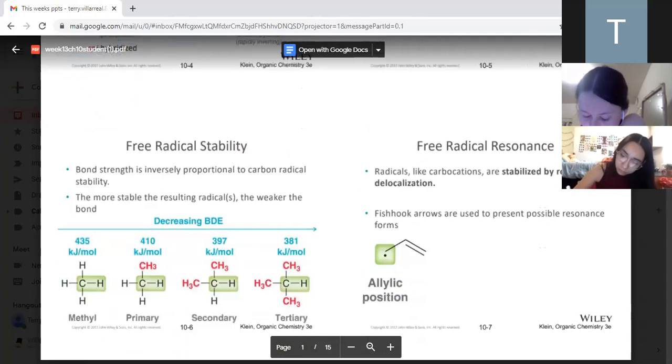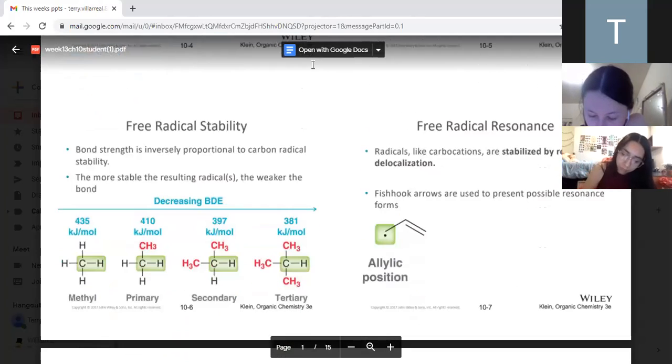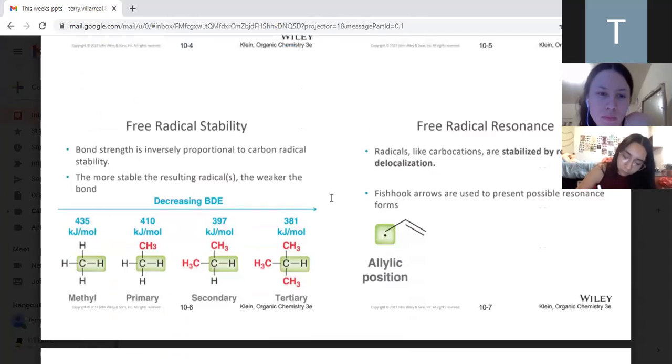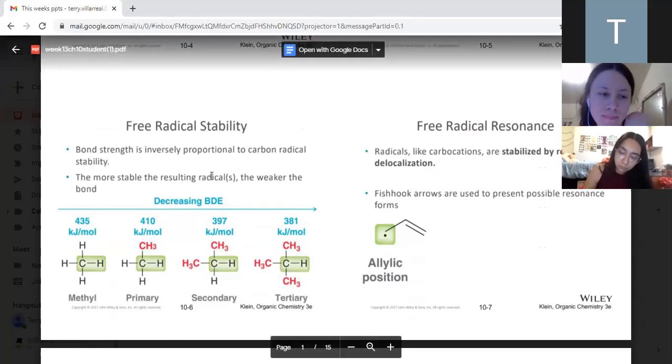Now if you look here at our free radical stability, and thankfully Professor Davis put this in a nice chart. I like her PowerPoints. They're very nice and easy to read. Much better than mine.